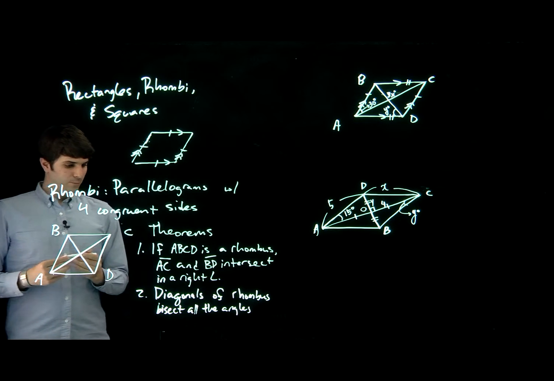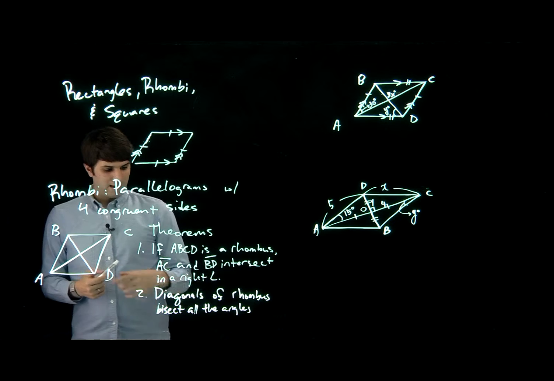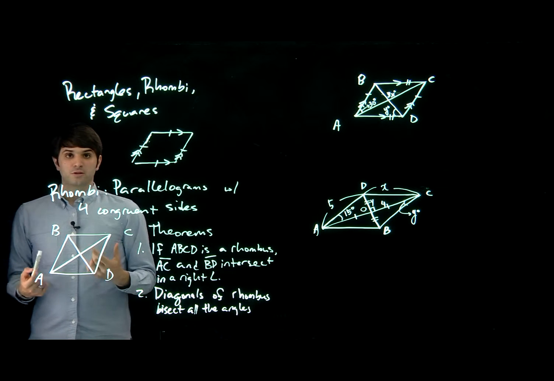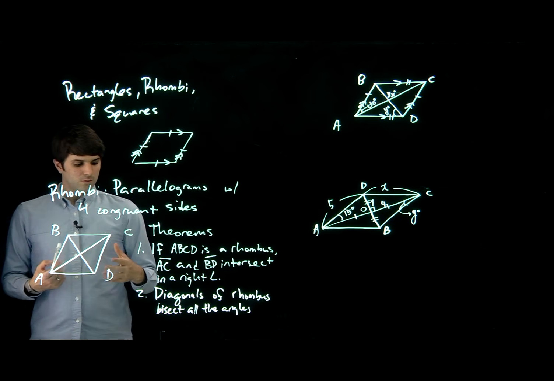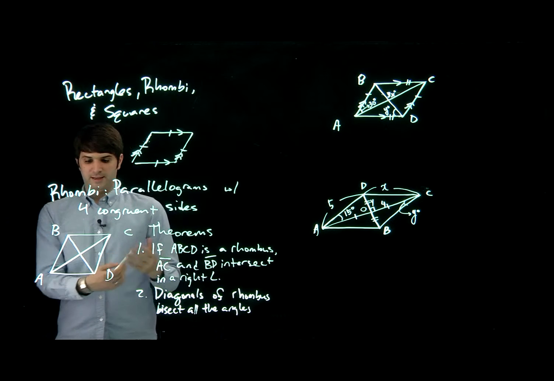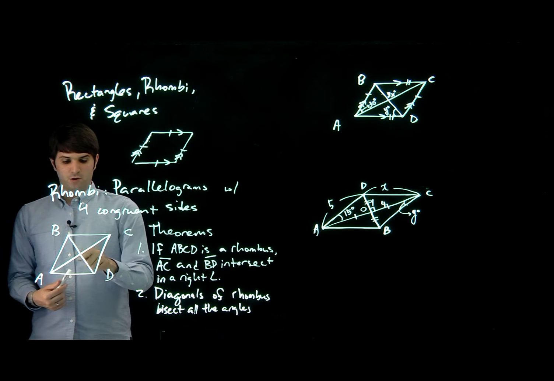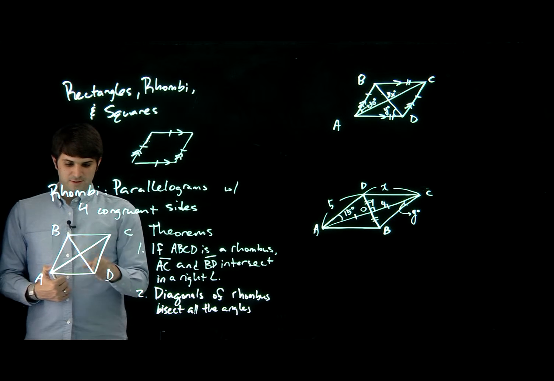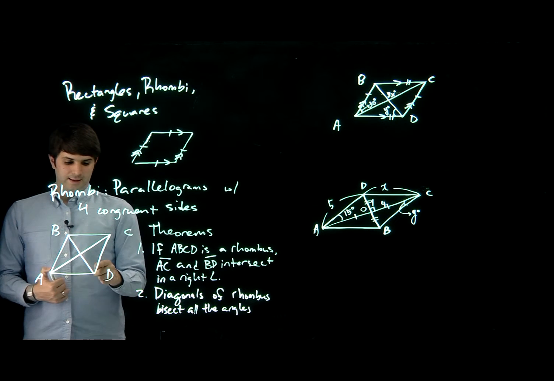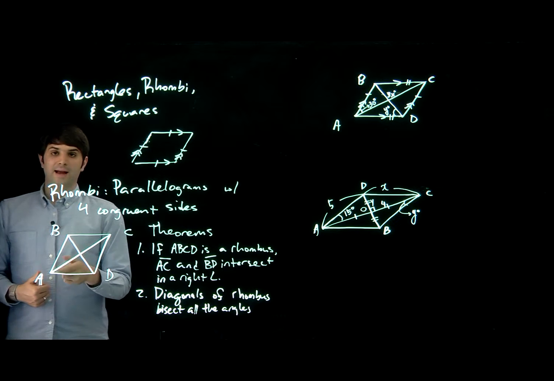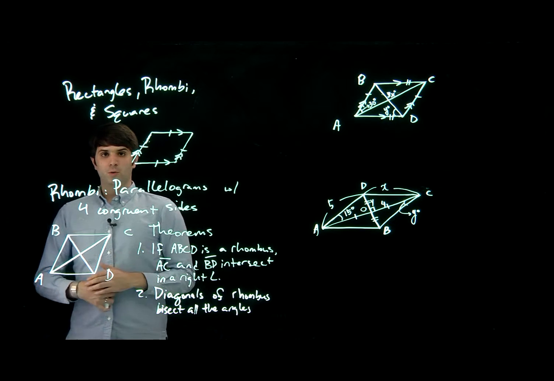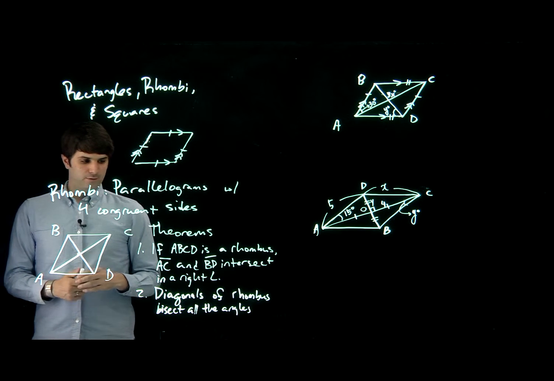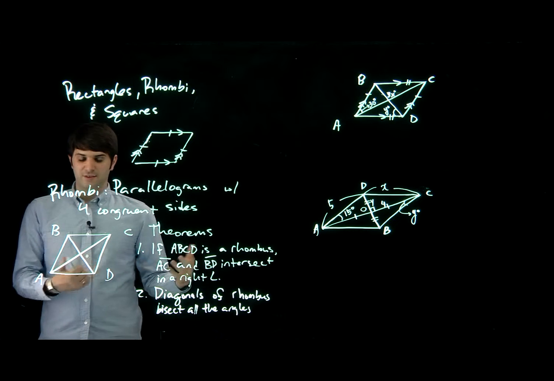The second theorem is that diagonals of a rhombus bisect all the angles. So the first theorem is saying that at this intersection, these are all right angles. The second theorem is saying that, for example, this diagonal bisects B and D, and bisects C and A. We can prove these at the same time.